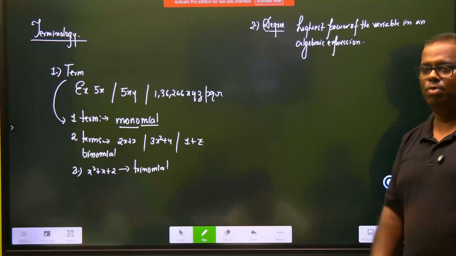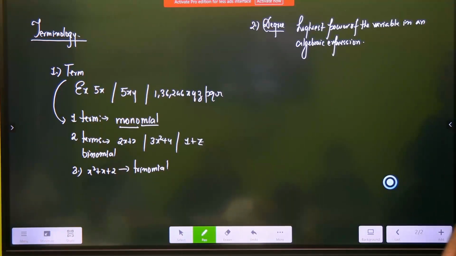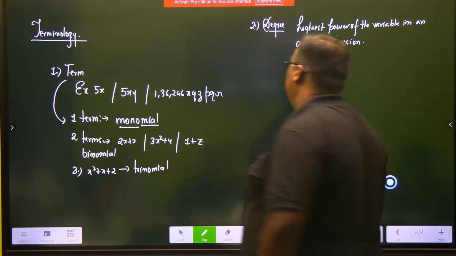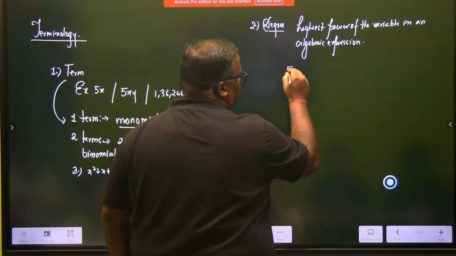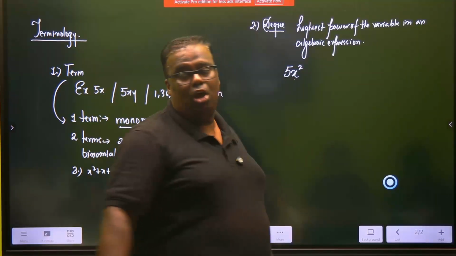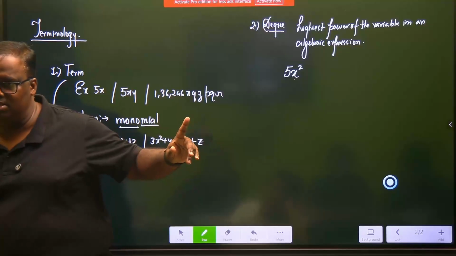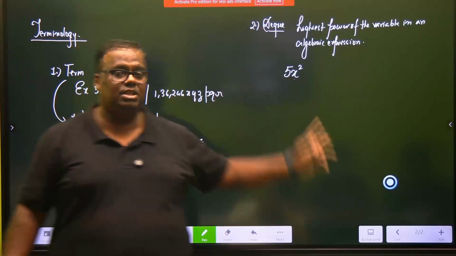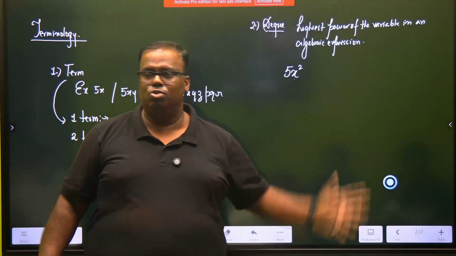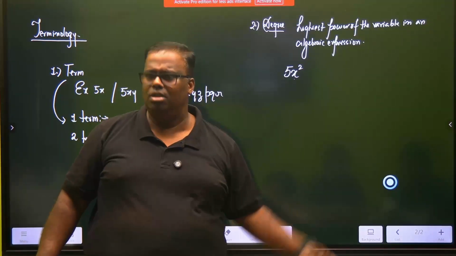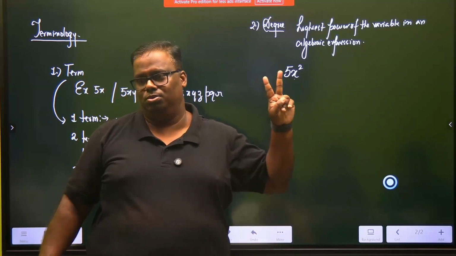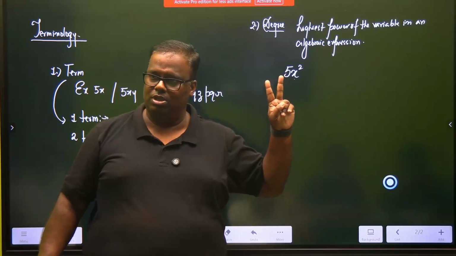Let's go by simple ones. Let's take algebraic expressions where you have only one variable. Let's not complicate it. Let's say I have an algebraic expression which is 5x square. How many times is x appearing? Only once. What is the power x is carrying? 2. Is there any other x out here? No. So what is the highest power of the variable? 2. So what is the degree of this expression? 2. Have you understood?